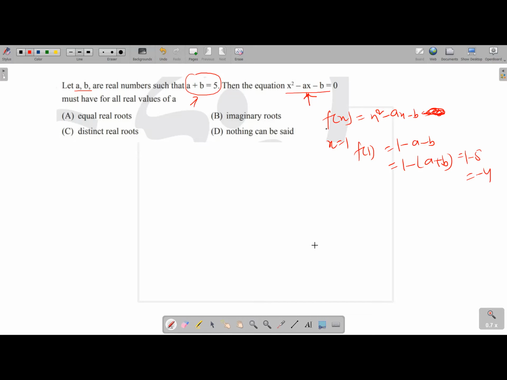Right? We have to draw the graph. So for that, we have to use this condition. How can you use this condition? You have to look at the equation and think how you can form a plus b.